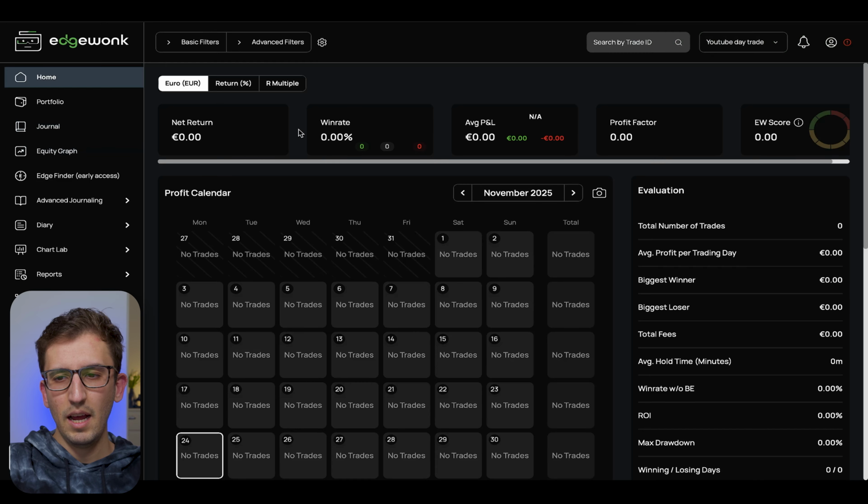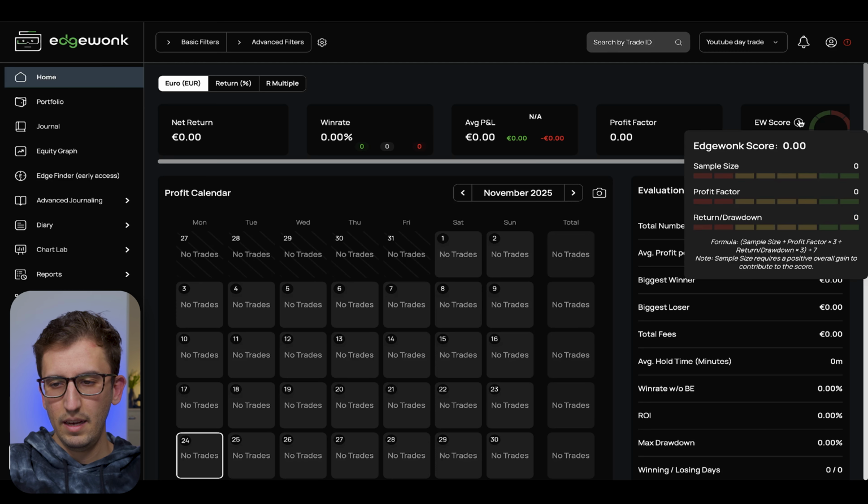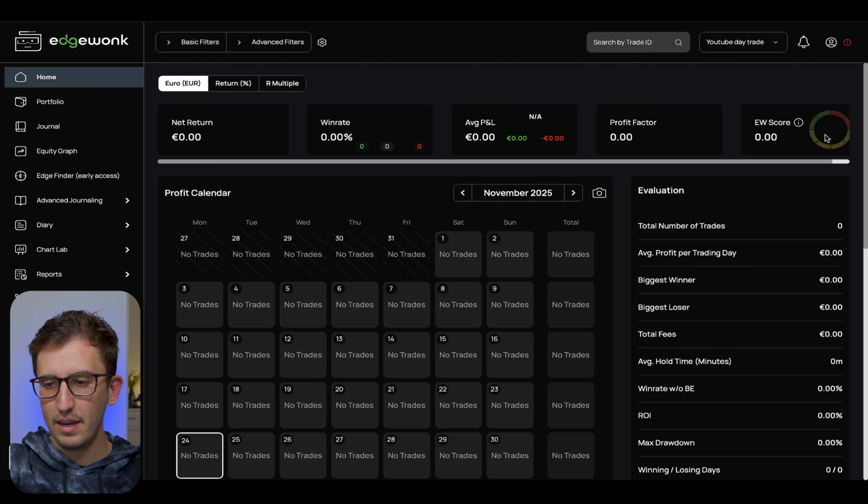Now you come to this nice interface and you can see there's a whole lot of complicated things here, and it tells you your net return, your win rate, your average P&L, profit factor, and then here's Edgewonk score. So it takes your sample size, your profit factor, and your return to drawdown, and obviously you want to try and get to the green.